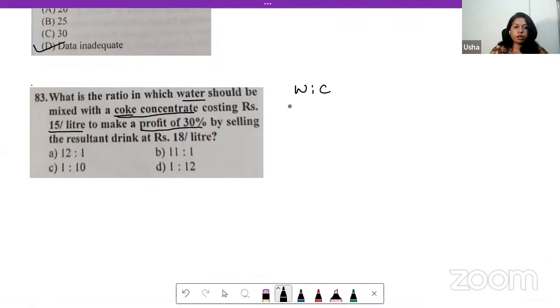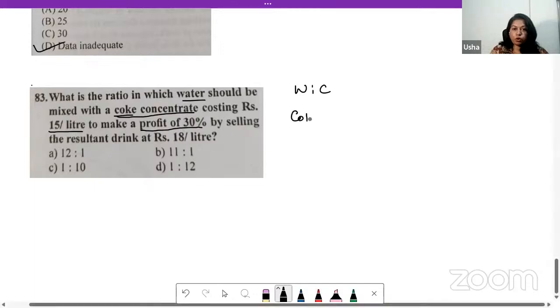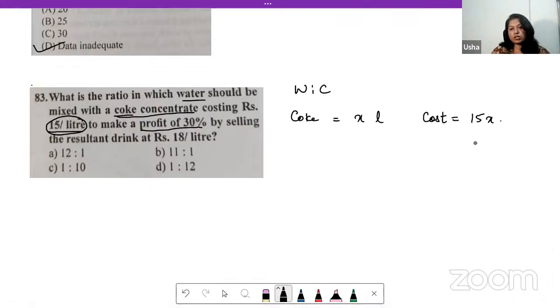Let us assume Coke concentrate is X liters. We have X liters of Coke concentrate. So what is going to be the cost of this? 15 into X. 15 per liter is the cost, and I'm assuming we have X liters, so the total cost is 15 into X. This is the amount that we spend in purchasing X liters of Coke concentrate.